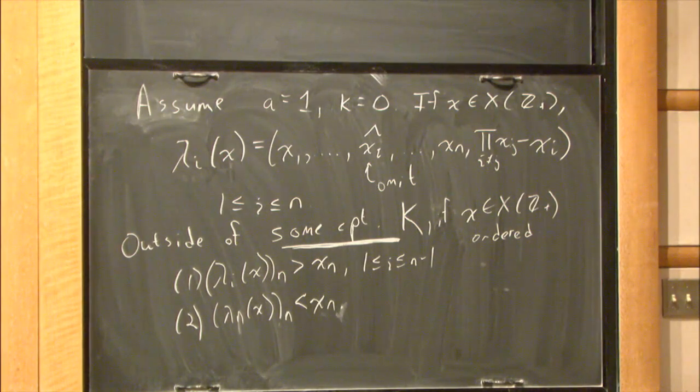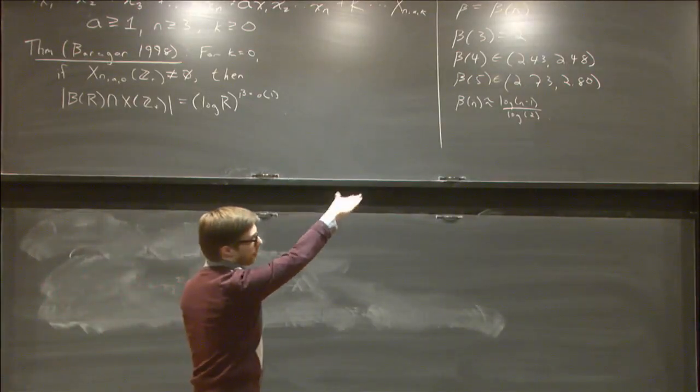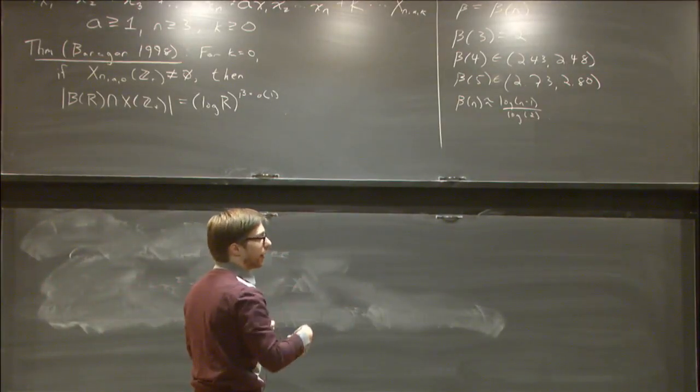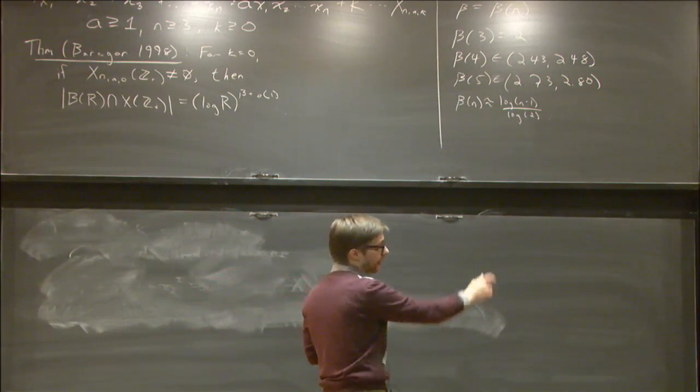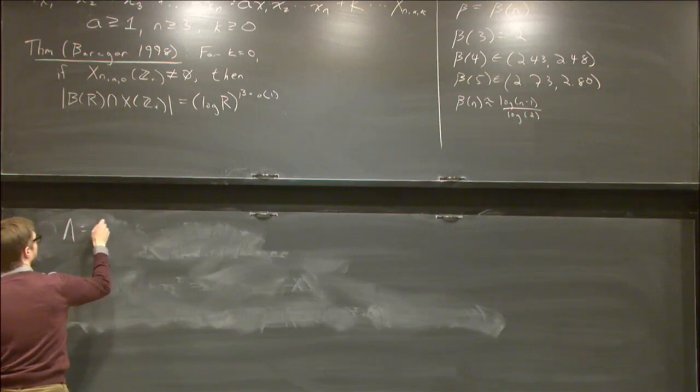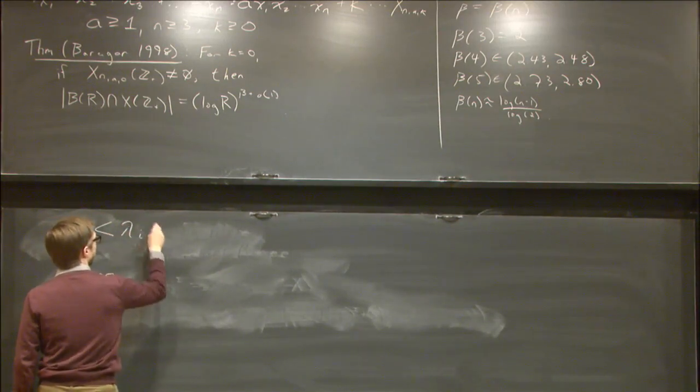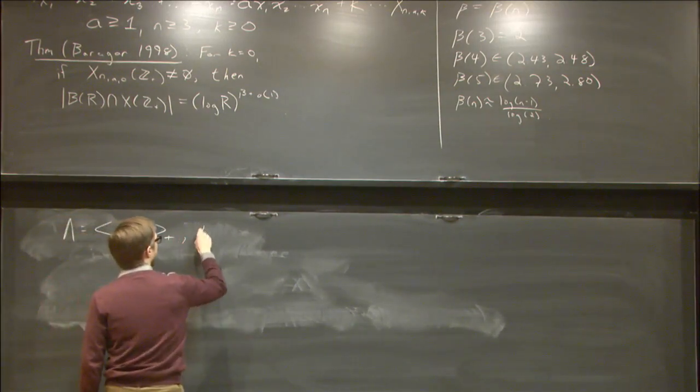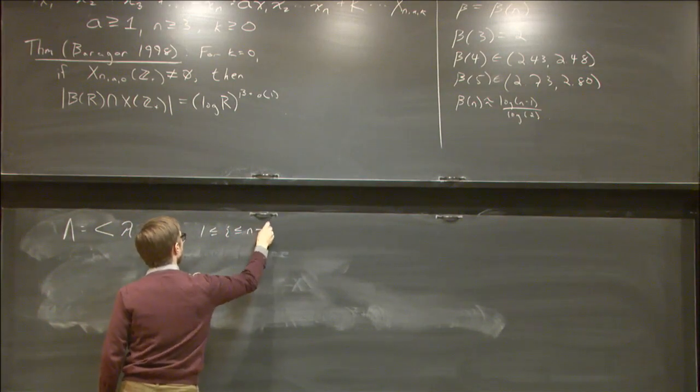OK, so we've essentially translated the problem from counting the original solutions to counting the orbit of this semigroup generated by the lambda i. So I'm going to write capital lambda as the semigroup generated by lambda i, where i is between 1 and n minus 1.